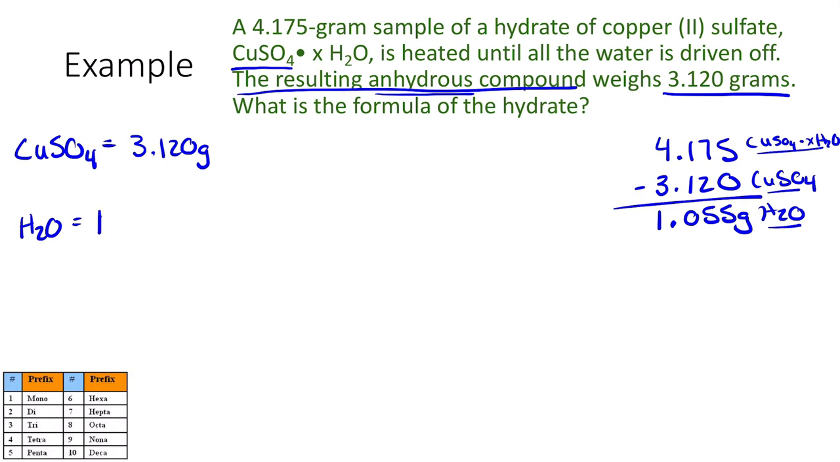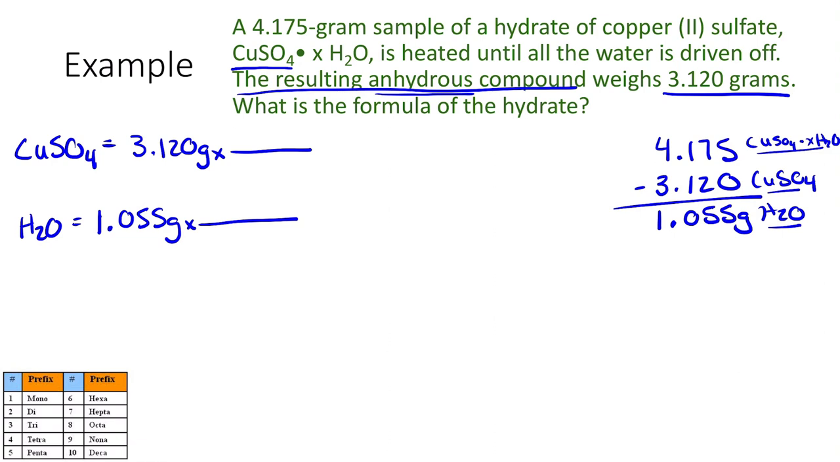All right, so here's my water, 1.055 grams of water. Now I have the mass for the anhydrate and the mass for the water, and remember, I'm trying to figure out the ratio of copper 2 sulfate to water molecules in this hydrate. So my goal here needs to be to convert both of these to moles so that I can compare the quantities of those particles that I have. So we need to divide these by their molar masses to convert from grams to moles.